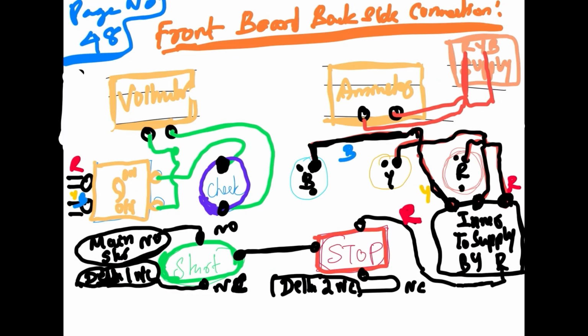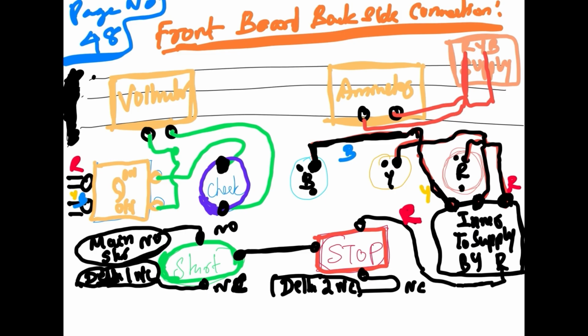The control panel front board backside connection is given on this page. RYB phase is connected to RYB phase. Checking points are connected to switch points, connected to the voltmeter, and it is connected to the on off switch. RYB phases are connected to the on off switch, and the start button is connected to normally open and normally closed in the star and delta configuration. The stop button is connected to the R phase and the delta 2 normally closed terminal. Ammeter terminals are connected to the R and Y phase.